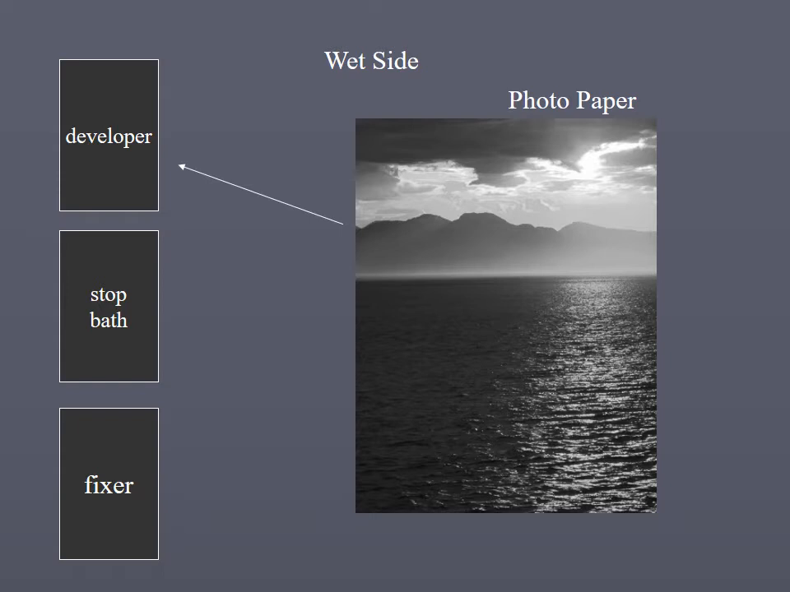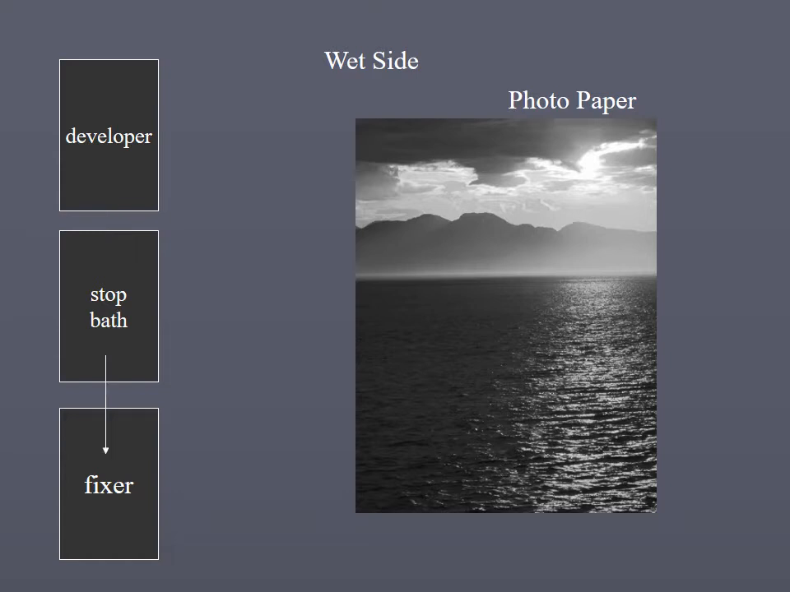If you were to leave it in the developer, it would overdevelop. The chemistry would destroy your picture. So what you have to do is drop it into the stop bath. In the stop bath, the developer is simply neutralized. Your paper is still sensitive to light. If you were to bring it out to show somebody in white light, it would be ruined. So what you have to do is fix your image onto the paper.